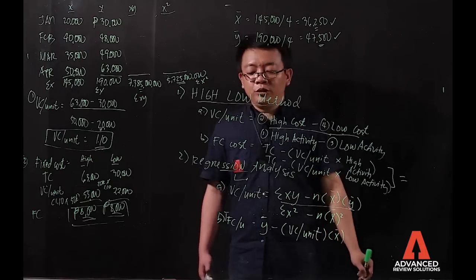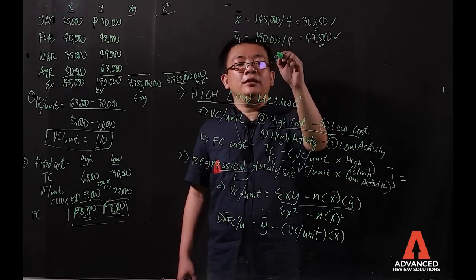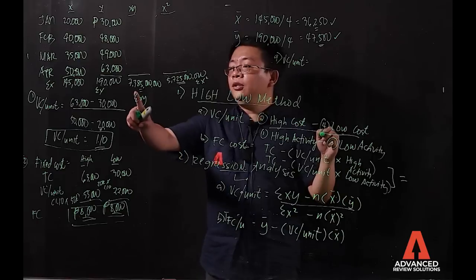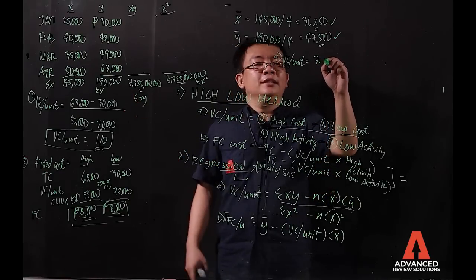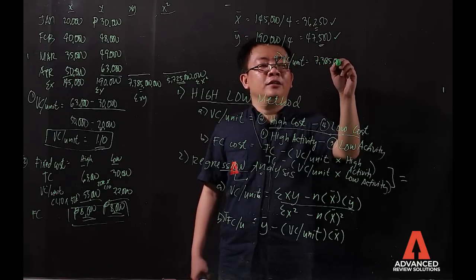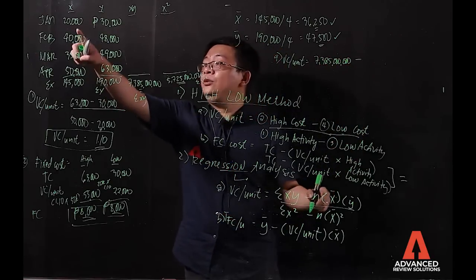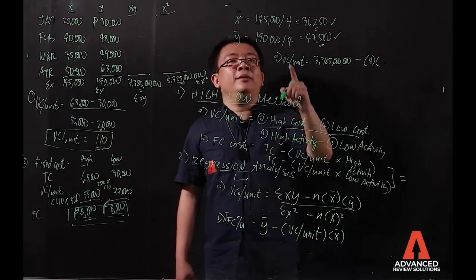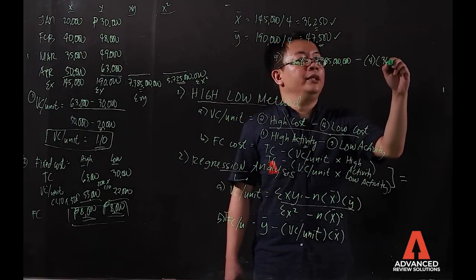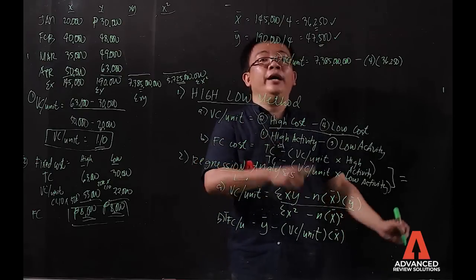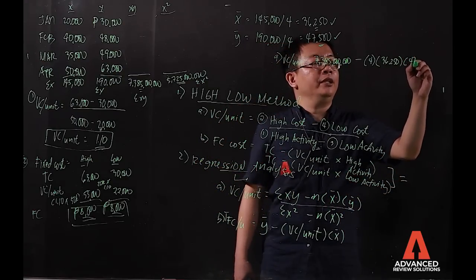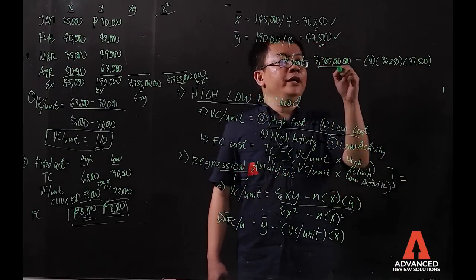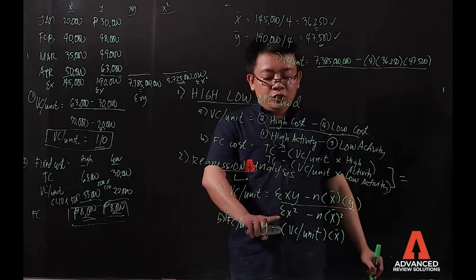How do we compute for the variable cost per unit? Variable cost per unit can be computed as summation of XY, which is 7,385 billion, minus N, which is 4, multiplied by average of X, 36,250, and average of Y, 47,500. Do you get it? It's very easy, as long as you know this formula. You divide it by your summation of X squared.